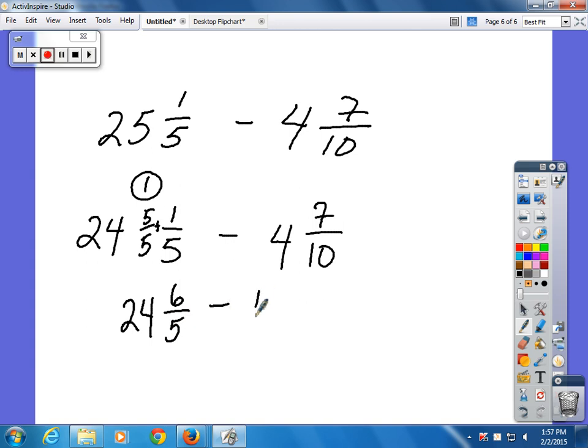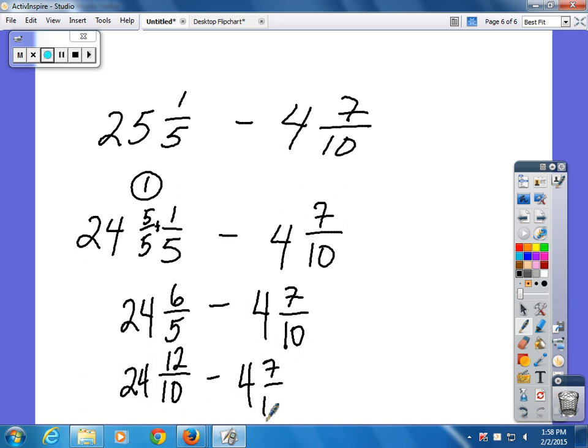minus 4 7/10. Now you find a common denominator. And that would be 10. So 24 and 5 going to 10, 2 times 6 is what? 12. Minus 4 and 7/10. And 24 minus 4 is 20. And 12 minus 7 is what? 5. And what does that come out to be? 20 and a half, or 20.5.